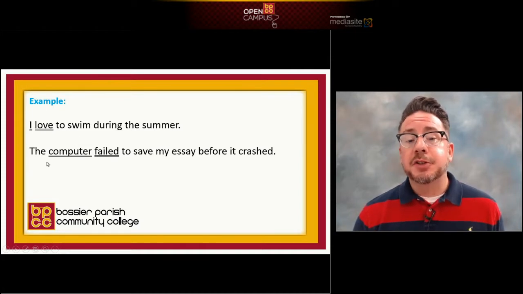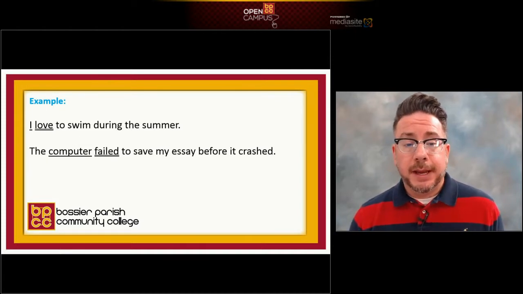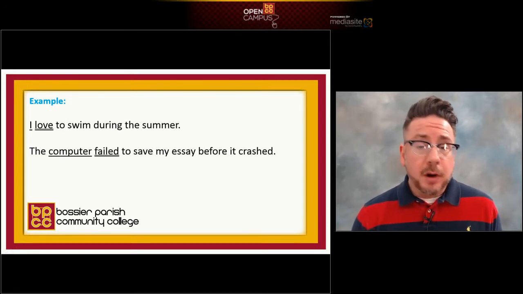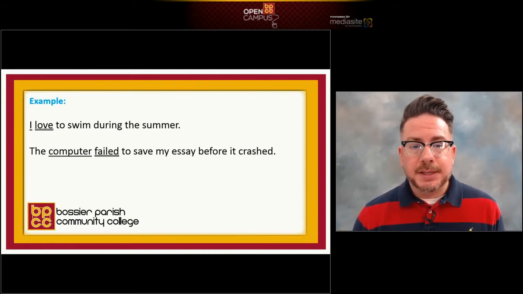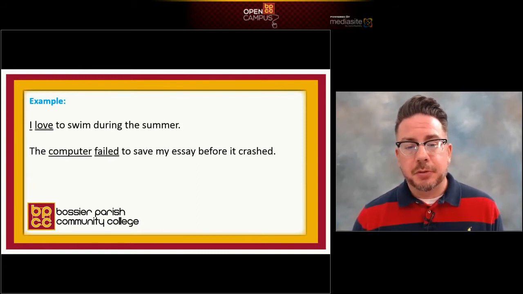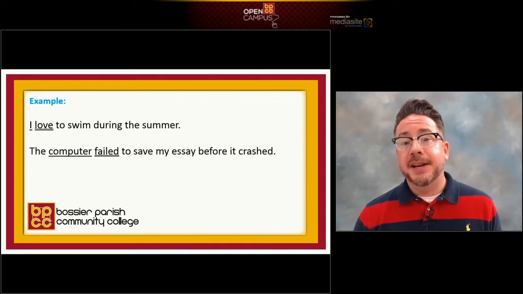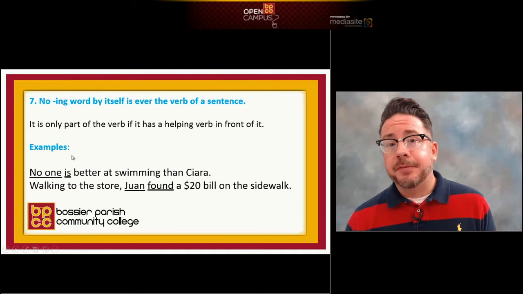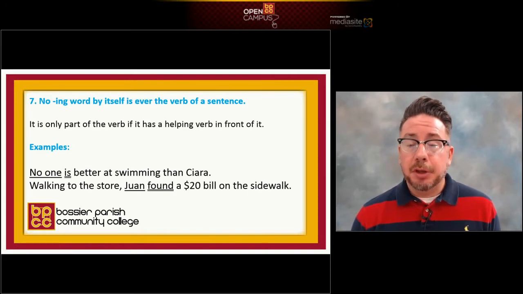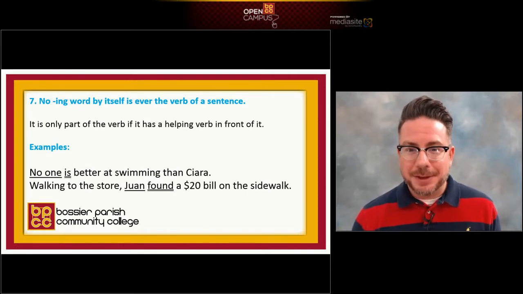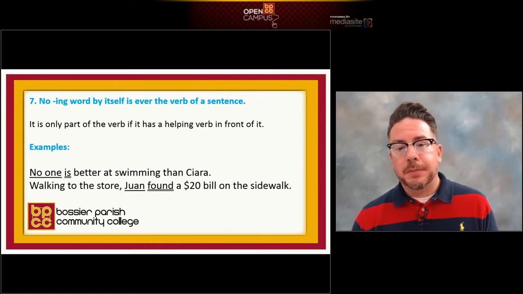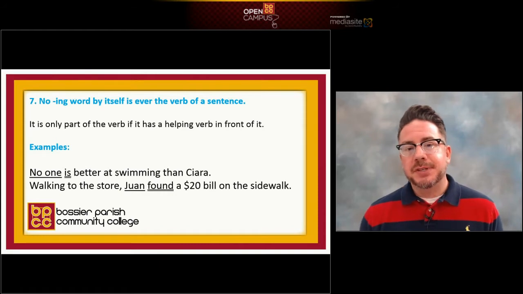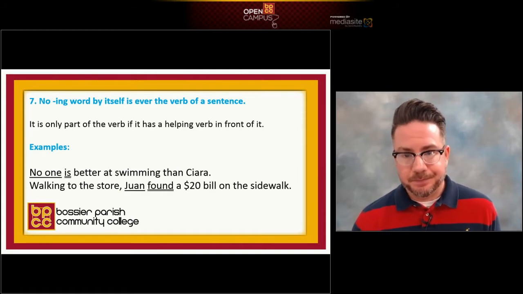I love to swim during the summer. Here the subject of the sentence is I and the verb is love. The verb is not swim because it comes immediately after the word to. To swim is an infinitive phrase. The computer failed to save my essay before it crashed. The computer is the subject, failed is the verb. To save is not the verb because to save is an infinitive phrase.